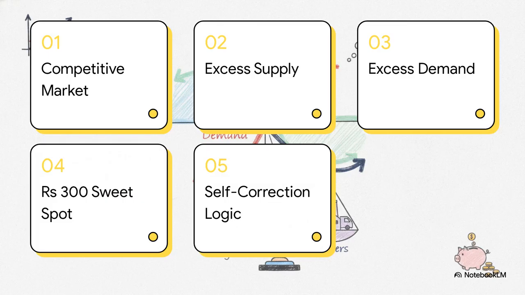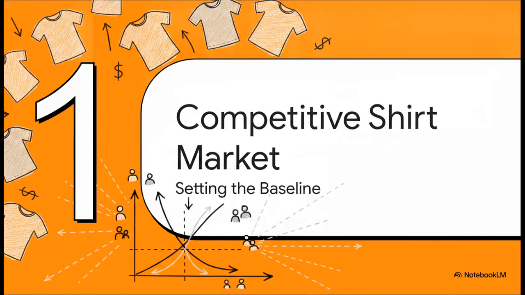Okay, let's dive right into this. Here is our roadmap for today. We'll start with the competitive market baseline, test excess supply at high prices, explore excess demand at low prices, find the RS300 sweet spot, and finally, unpack the self-correction logic.